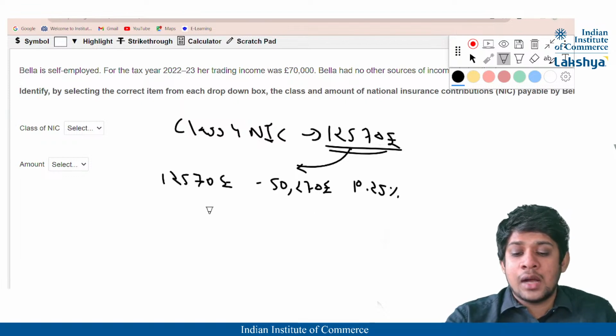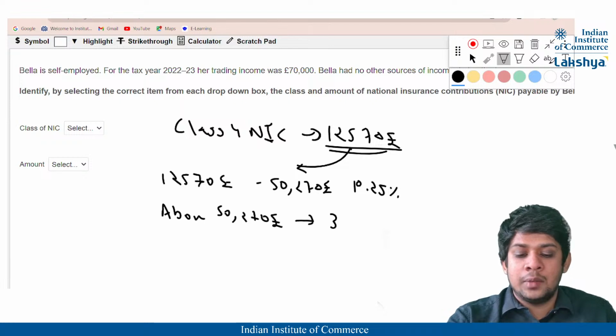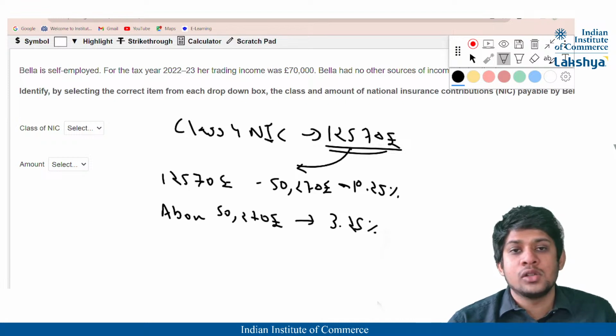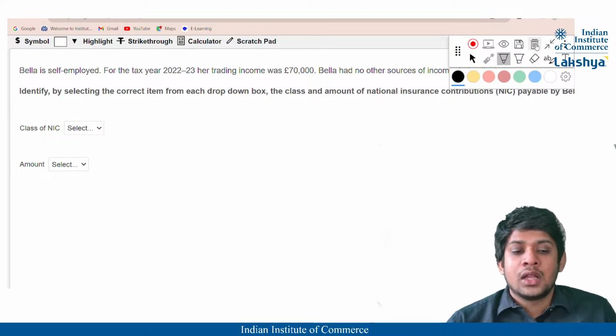10.25%. And if it is above 50,270, then additionally she will be chargeable at 3.25%. Okay, so 10.25% will be the charge up till £50,270. Above £50,270, she will be charged at 3.25% of her total income. Okay? Now, how will you classify this?